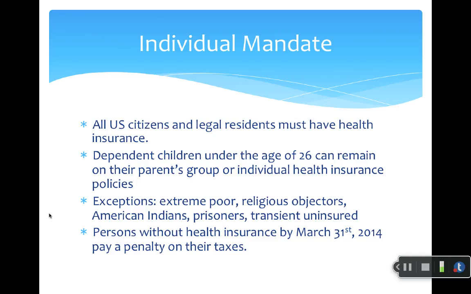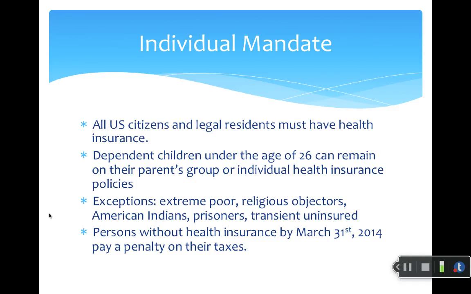Now, of course, there are exceptions to the individual mandate. Some people will not buy health insurance either through an exchange or have access to it through their group insurance, through their employer. Those exceptions include people who live in extreme poverty, religious objectors, and American Indians, because in the United States there is a separate health system that is set up for Native Americans called the Indian Health Service. So they are not required to buy insurance because they have guaranteed access to their own hospitals and providers through that system. Prisoners are not required to buy health insurance because they have access to health care via their institutions where they are incarcerated.